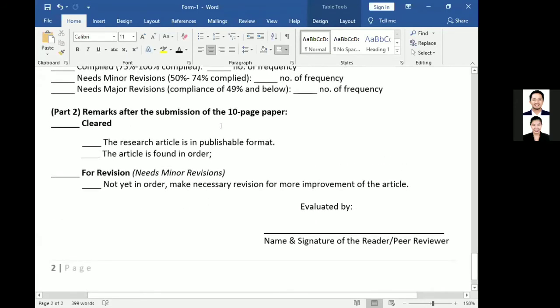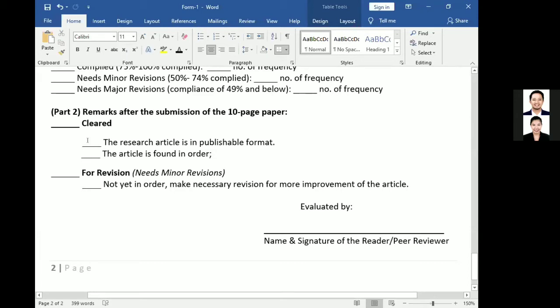For part number 2, which is for the 10-page paper after the submission of the improved paper, you need to write cleared here if it follows, because you can actually give it back to the writer if it doesn't follow the suggested comments for improvement. But you need to ask also the main reader, because the main reader will be the one to communicate to the writer. So if it's cleared, then you write cleared.